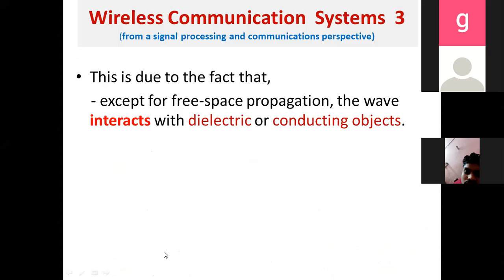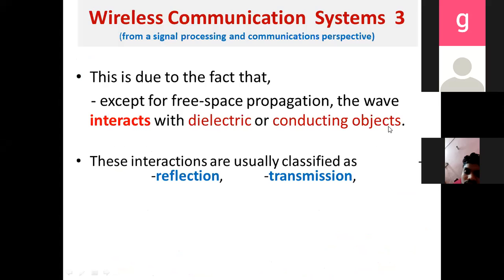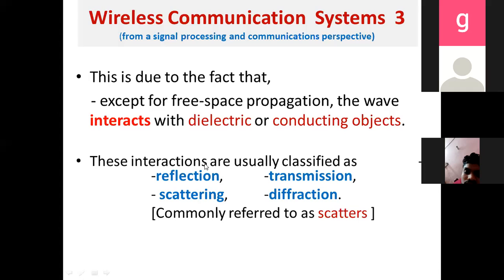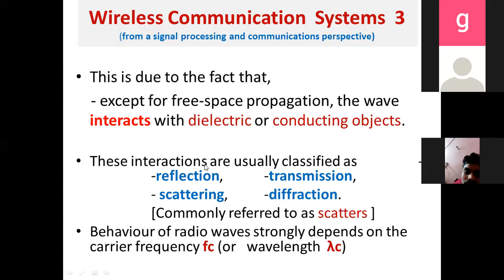The fact is that except for free space propagation, the wave interacts with the dielectric and conducting objects. The interactions are usually classified as reflection, scattering, transmission, and diffraction. These are the four fundamental phenomena that occur when the signal is propagating from transmitter to receiver.